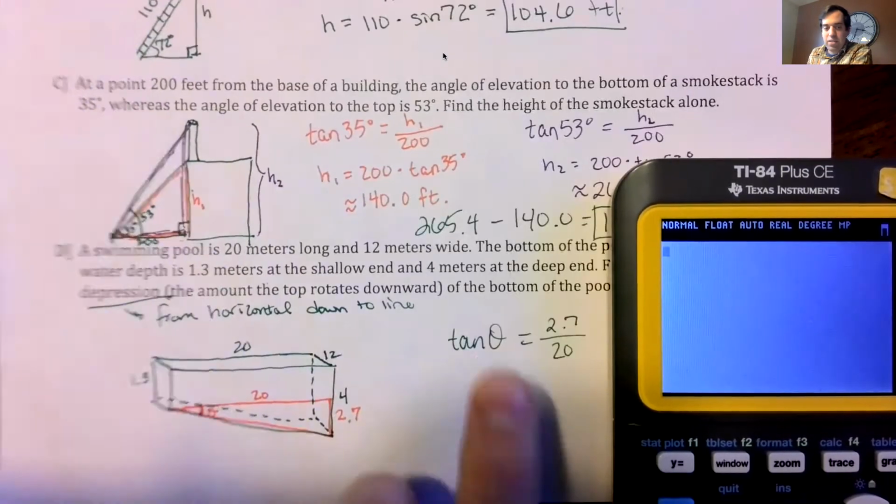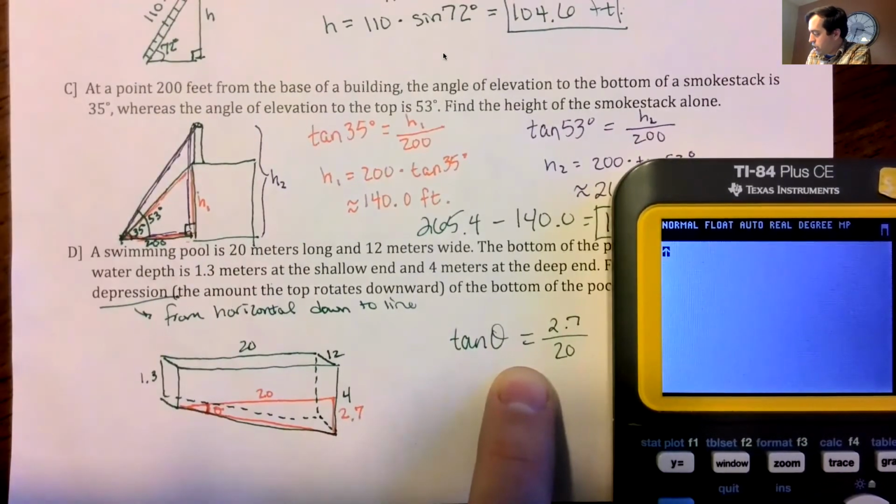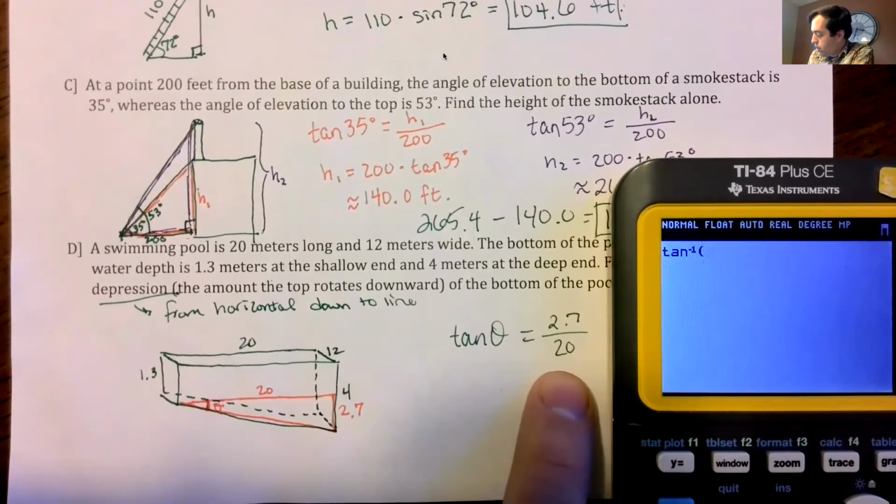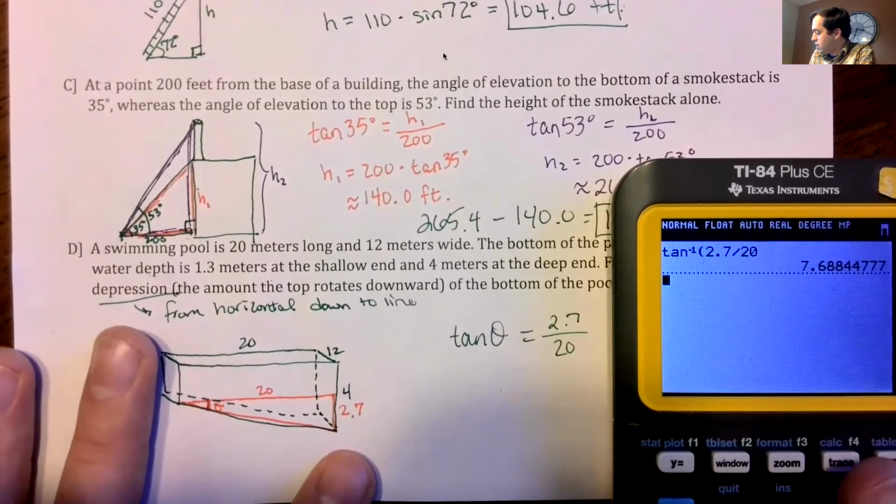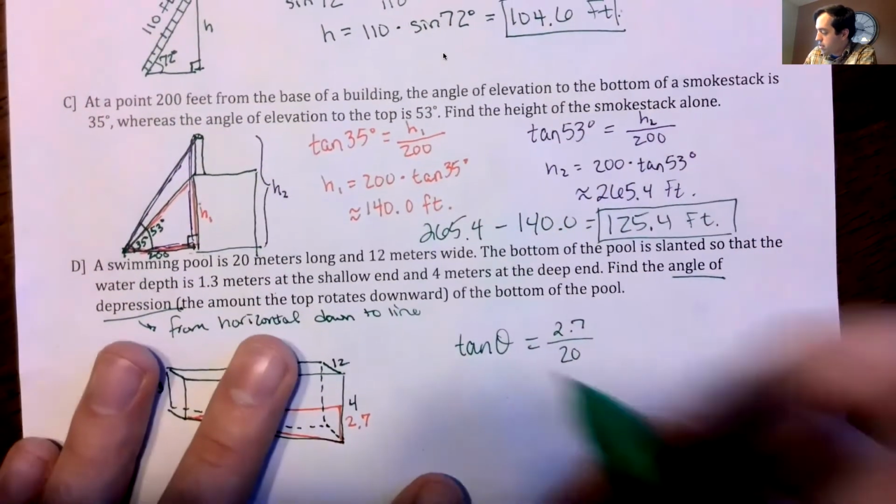And to calculate this, we would do second tangent, which we now know what that graph looks like, for arctan or inverse tangent. But we're actually just going to plug in the 2.7 over the 20. And we get 7.688. I'm just going to round that to 7.69 degrees.